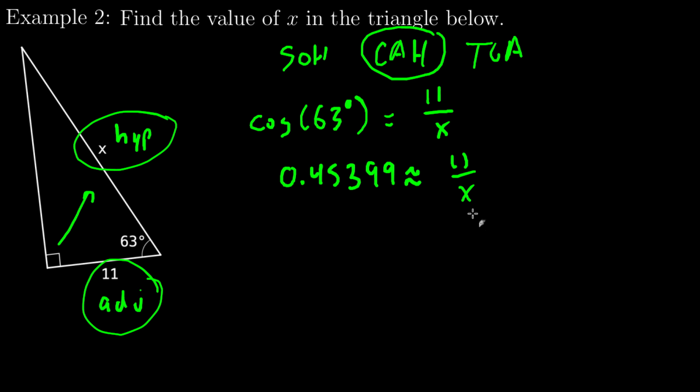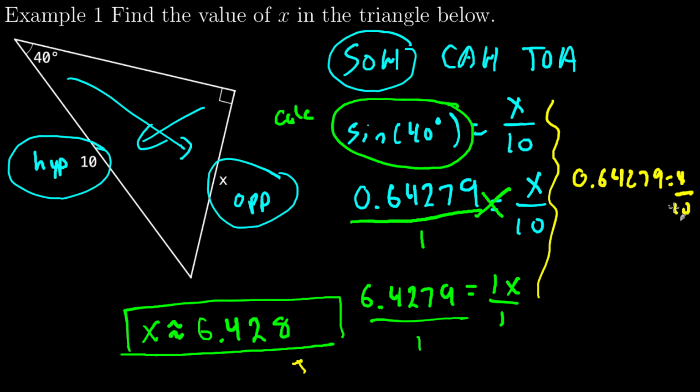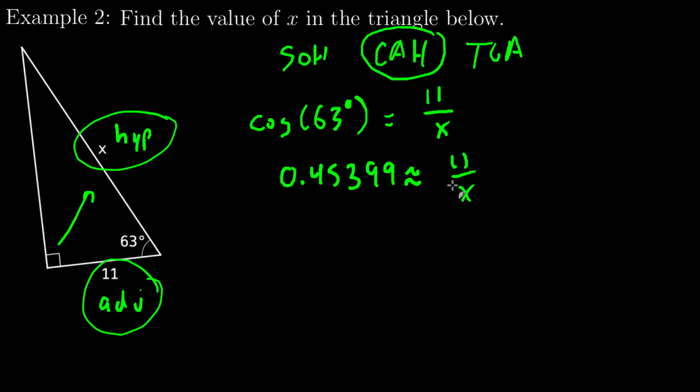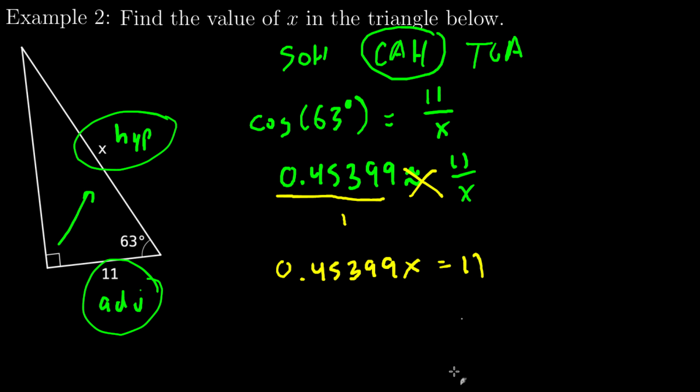Now, this is why I like setting up the proportion. In this problem, yeah, I could just multiply by 10 because I was dividing by 10. But for this problem here, the x is at the bottom. And I can't finish solving by just multiplying by x. There are other ways to do it, but most people find it simplest to just put the 1 under here and cross multiply. And you'll get 0.45399x equals 11.